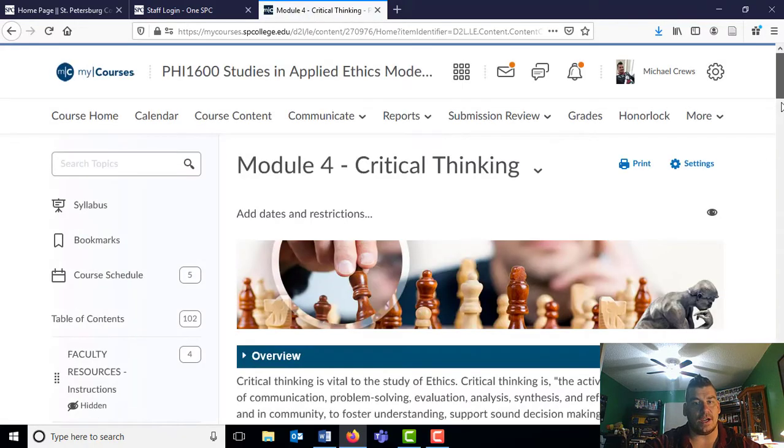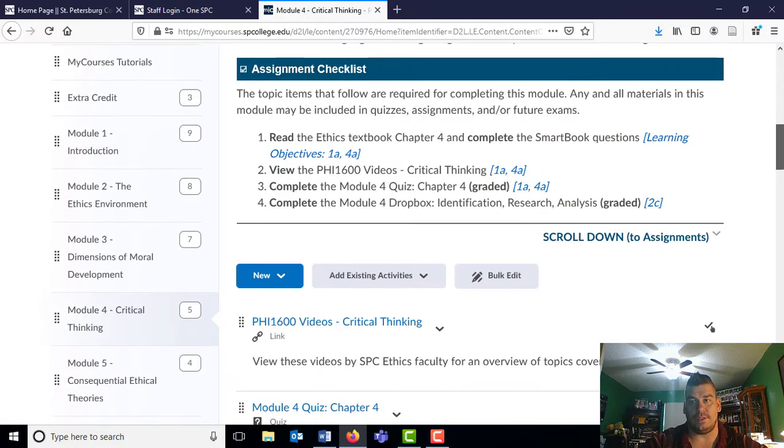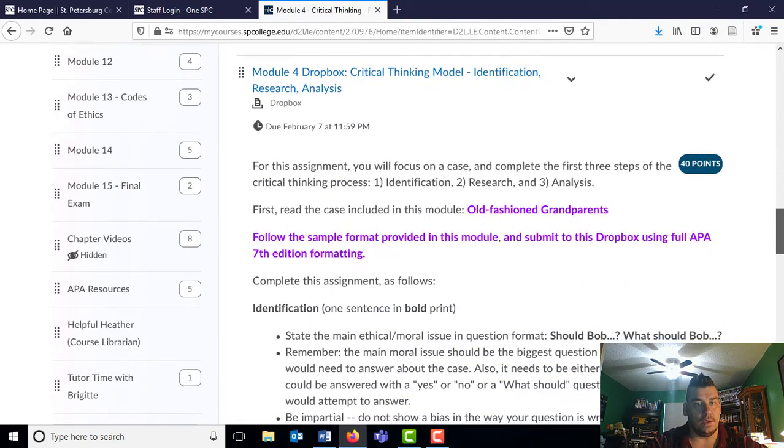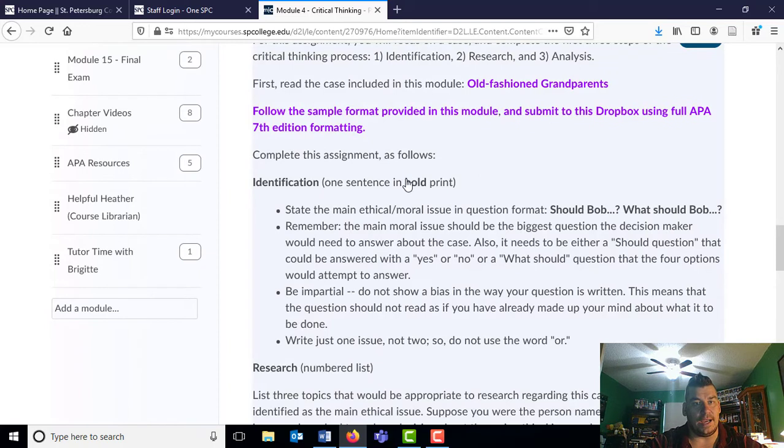So if you read through the instructions, which I'm not going to do for you on this video because you could do those yourself, I'll hit the key points. What we're looking to do is to identify the main moral issue. We've done this before in Module 2, that 1-sentence bold print: should Bob, what should Bob? It's a should question. It's either a yes or no about a specific thing or a what should, okay? Whichever method you like, it's up to you. I've been seeing a balance of the 2, that's fine.